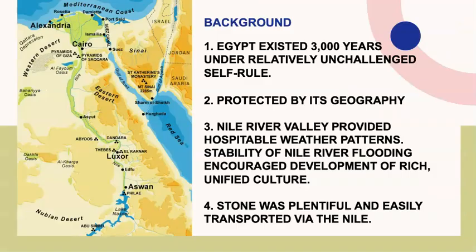Background on Egypt. Egypt existed 3,000 years under relatively unchallenged self-rule. It was protected by its geography. It had the long Nile River going through the center, at the same time surrounded by mountainous cliffs, protecting it geographically from invaders. The Nile River also provided hospitable weather patterns. Specifically, the stability of the Nile River flooding encouraged the development of rich, unified culture in addition to great agriculture. Stone was also plentiful and easily transported via the Nile.